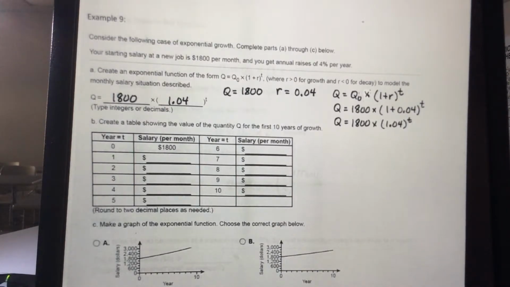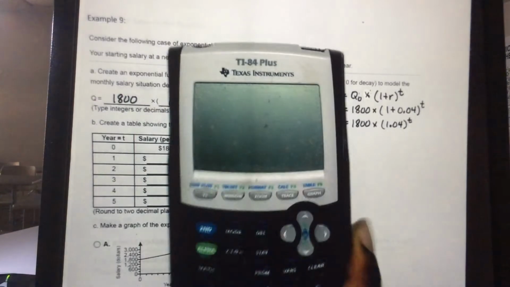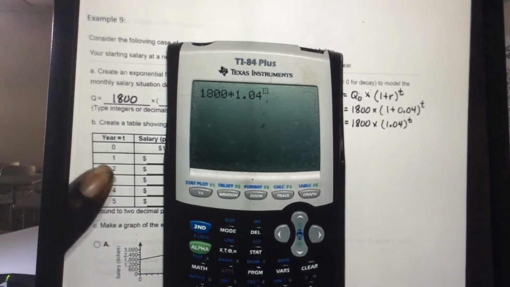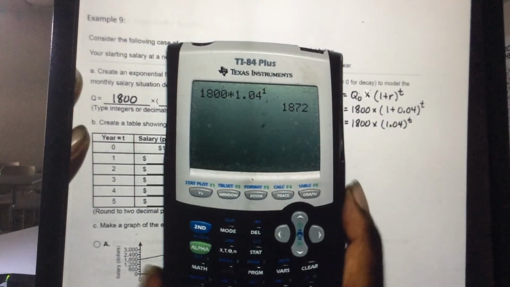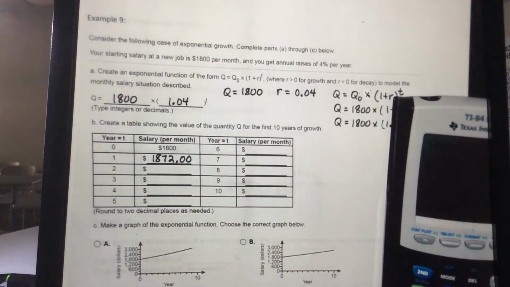And now we're going to create the table showing the value of the quantity Q for the first 10 years of growth. So we're going to do the same thing as we did in that last example. Okay, year 0 is 1800. Year 1, we're going to do this 1800 times 1.04, press the hash key for your exponent, and type in the exponent for that year, which will be 1, and then hit enter. And again, here we're going to round to 2 decimal places because that's what the direction says here. So this will be $1,872. And you'll type that in as 1872 with 2 zeros behind the decimal point.